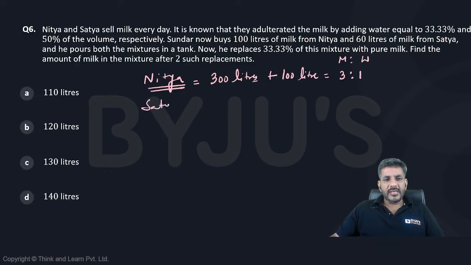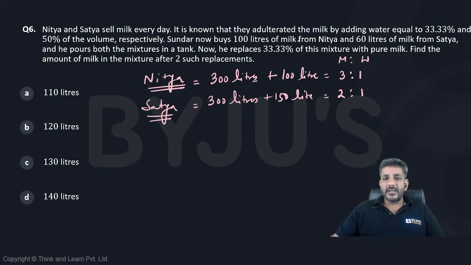Whereas when I talk about Satya, let us say Satya had 300 liters of milk. Satya added 50% of water into this. That means 150 liters water into it. So ultimately Satya had 2:1 as the ratio of milk and water in their solution.